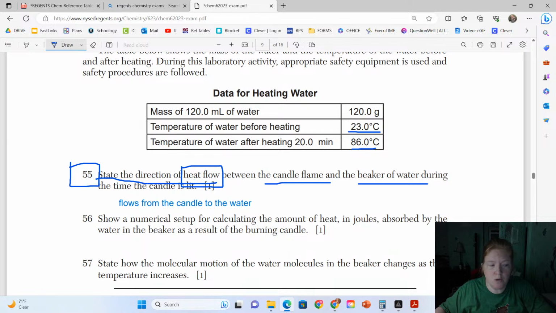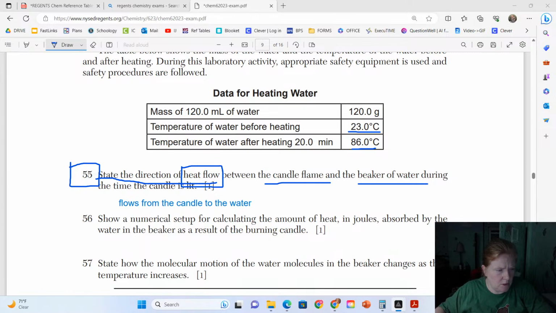Yeah. If you said heat to the water, you would be okay, because it only mentioned the flame and the water. So if you said to the water, that's okay. That's enough of the information, and you said heat was moving. So yeah, you're fine. That's absolutely, you would be 100% right for that.